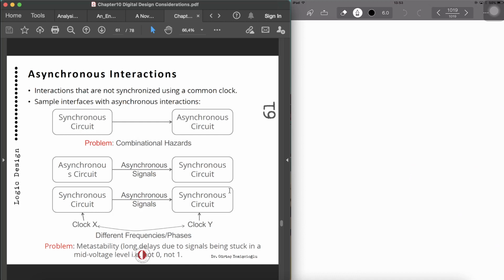And if you have two synchronous circuits, the signals in between them can be asynchronous. So again, there will be a problem if they have a different clock, especially with different phases. This will also cause a problem, as they might arrive at different times. So we'll see an example of how this hazard can arise from a logic circuitry.